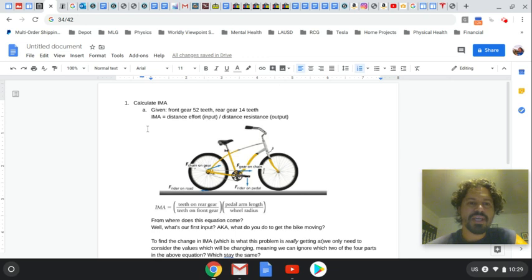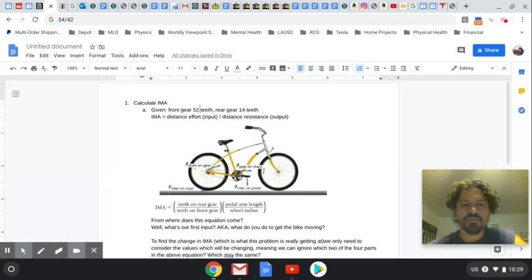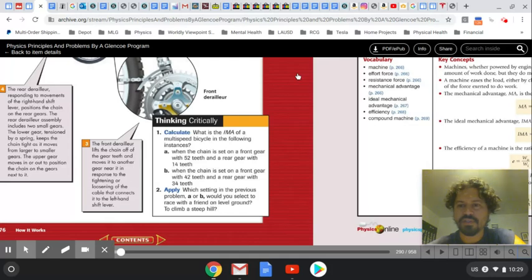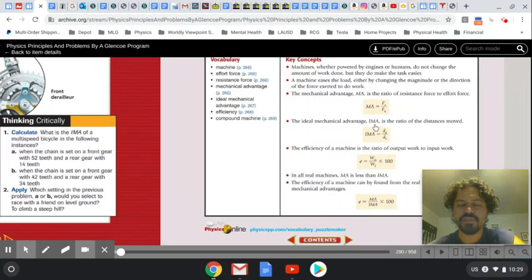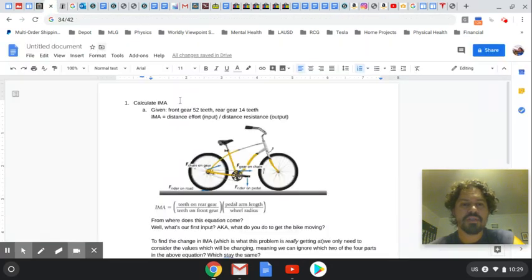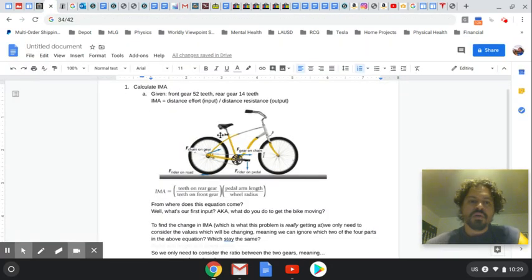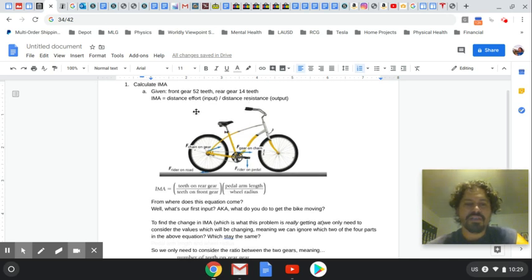So if we're supposed to calculate IMA, then these are our givens, right? We've got the front and the rear teeth. We know the equation for IMA, and if you aren't familiar with it, it's all here in the review section. This is it: distance for the effort, and then distance for the resistance. This is also the input and the output, and I've written that here. So basically, it's the input divided by the output. That's the ideal mechanical advantage.